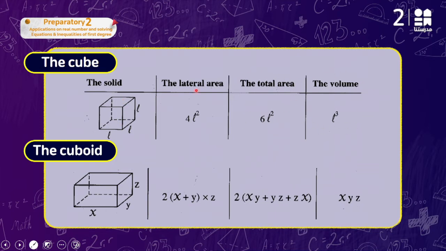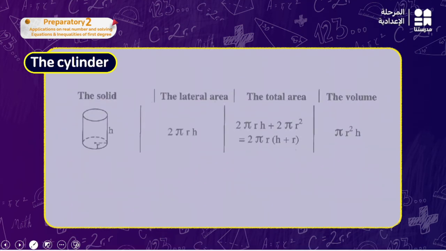Each shape has lateral area, total area and volume, except the sphere. The sphere has total area and volume only. It has no lateral area as you see.